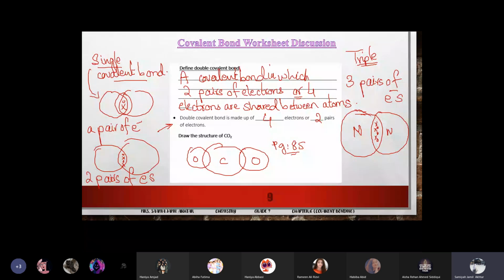Like H2O, girls, remember that H2O is a V-shaped structure, which means it's a Mickey Mouse like this with 2 ears. And carbon dioxide has a linear, straight structure. So carbon, double bond oxygen, and double bond oxygen. It's like this, a straight structure.